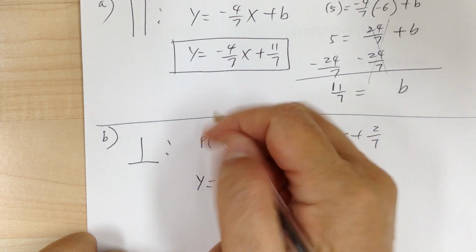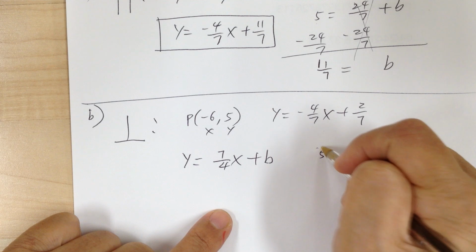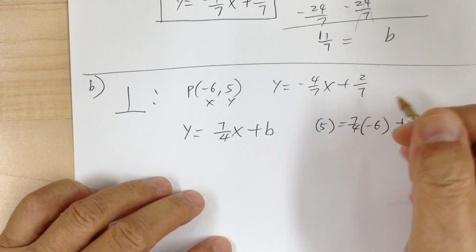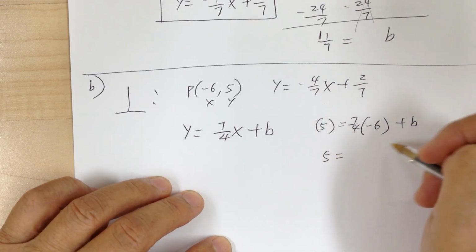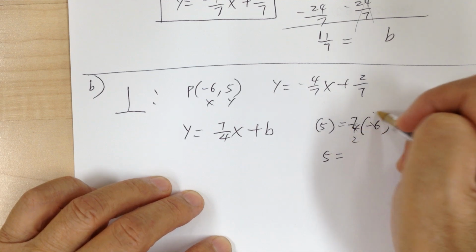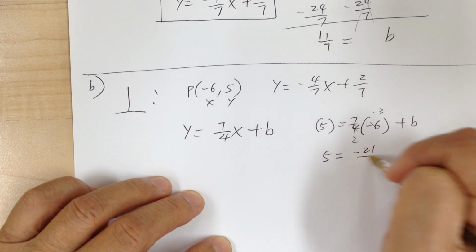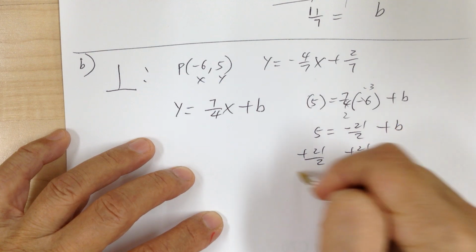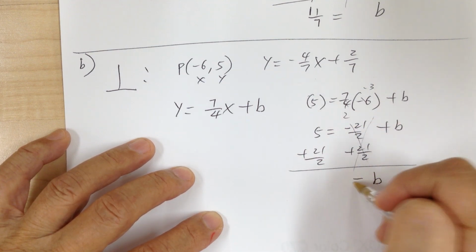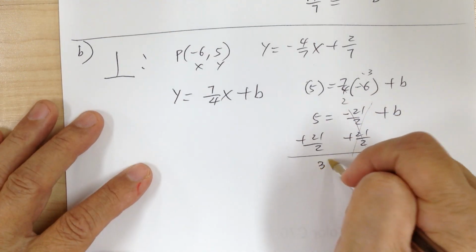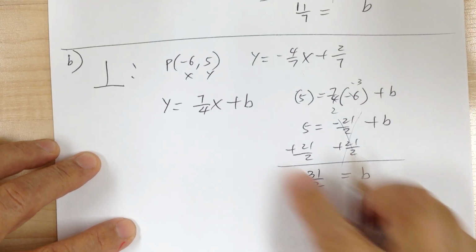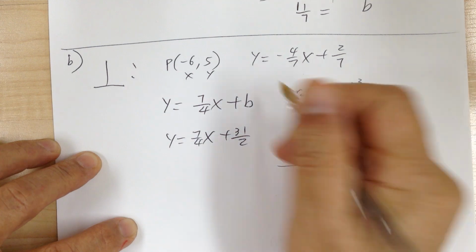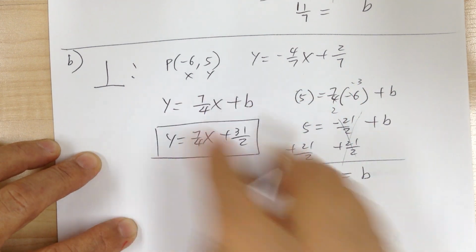Okay, and then after that, you just substitute the point in here. So you're going to get 5 equal to 7 over 4 times negative 6 plus b. So that's going to cancel, negative 3, so it'll be negative 21 over 2 plus b. Then plus 21 over 2 on both sides, so this will cancel out. So b will equal 10 plus 21 over 2, so it'll be 31 over 2. Now you substitute back in here, so y equals 7 over 4x plus 31 over 2. And that will be your equation for the perpendicular line.